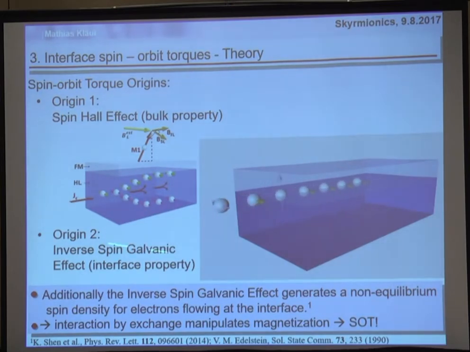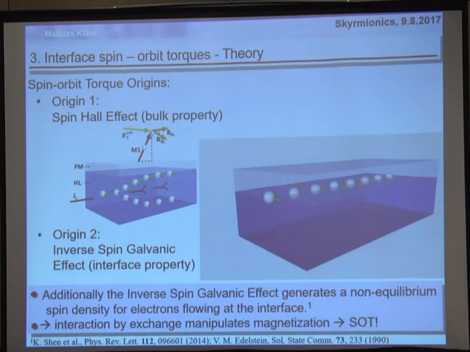So now we have these two effects, which both exert field-like and damping-like torque, and together they can exert a very strong torque. So in the lab we find effectively something like a transfer of 10 ħ to each electron on average for the current flowing across the skyrmion.